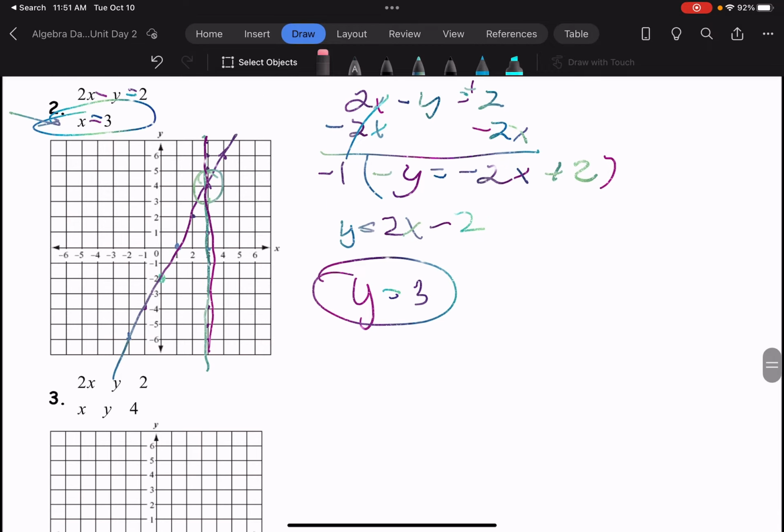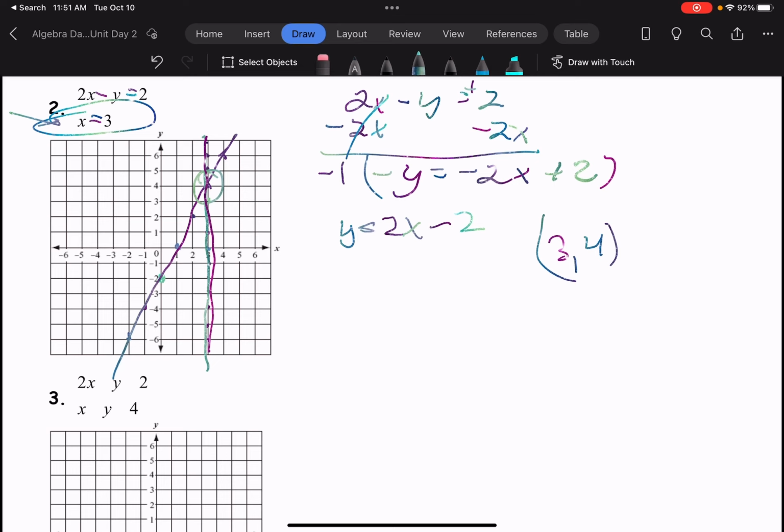All right, so we found our answer there. And so now we can substitute in 3, 4, correct? 3, 4, and see if that works. So in our equation, 2 times 3 minus 4 equals 2. 6 minus 4 equals 2, yes. And then x equals 3, x does equal 3, 3 equals 3, so that works.